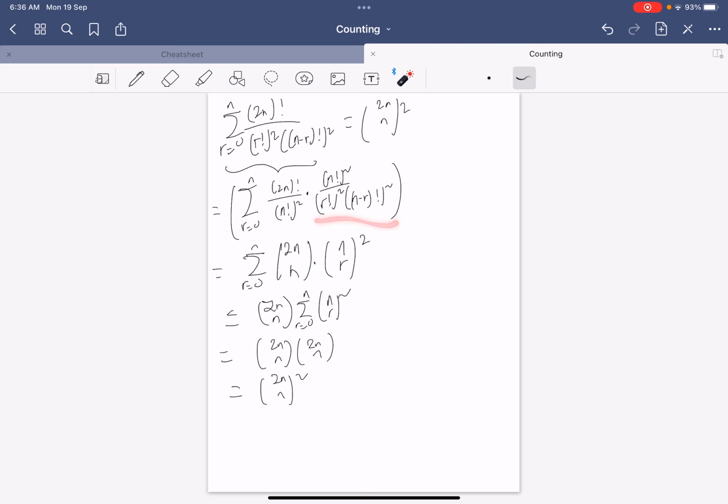And for the other side, it is now n choose r squared. Since this term doesn't rely on r, you can bring it out as a constant in the summation, and so the summation is now r from 0 to n of n choose r squared.